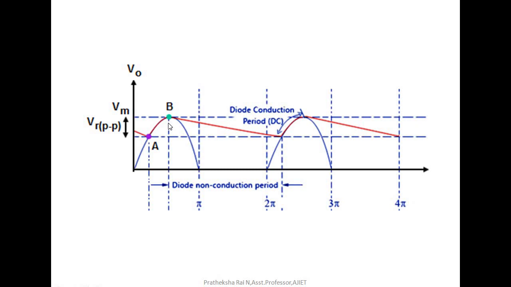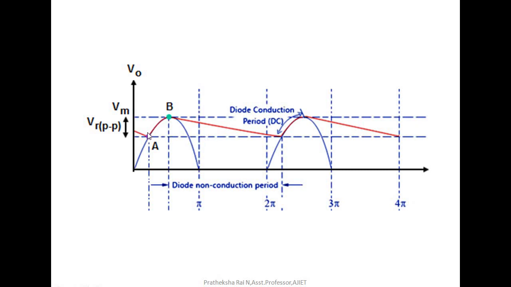In the next positive half cycle, when the input signal becomes more than the capacitor voltage, the diode becomes forward biased and charges the capacitor C back to Vm. The output waveform here follows the same process. The discharging of the capacitor is from here, if you see from B. The diode remains in the non-conducting state.